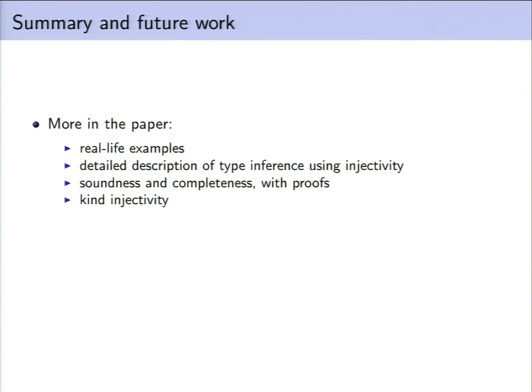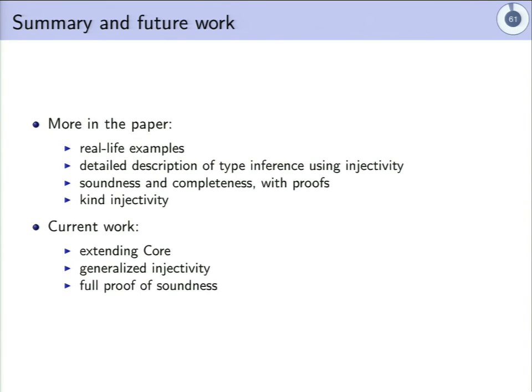We discussed soundness and completeness with proofs, and we have both proofs, except the proof of soundness has a hole in it, meaning we were unable to prove everything. There is a small part that we conjecture holds true, but we are unable to formalize it. We also discuss injectivity in kinds. Our current work includes extending Core and implementing generalized injectivity, and hopefully generalized injectivity will lead us to a full proof of soundness, but this is not yet 100% certain.